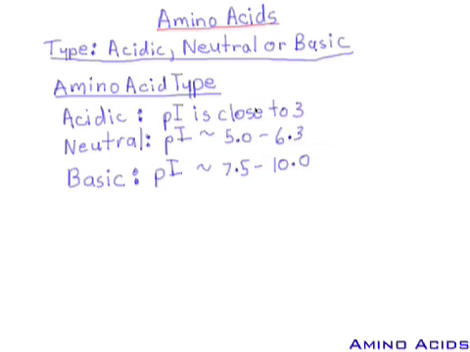We discovered in acidic amino acids the isoelectric point is close to 3. In neutral amino acids, the isoelectric point is somewhere between 5 and 6.3. And for basic amino acids, the isoelectric point is approximately in the range of 7.5 to 10 for pH. Now, in order to examine all of the amino acids and assign their type, we need to go back and look at the amino acids individually, and we're going to do that.